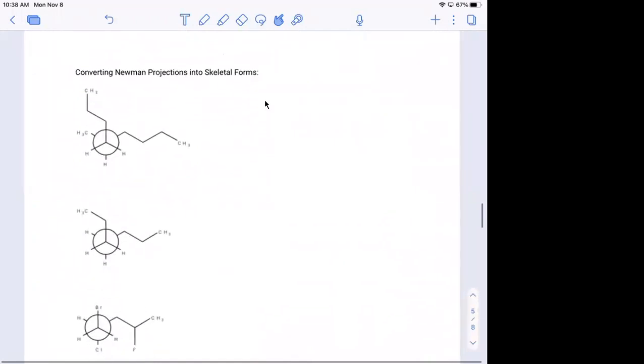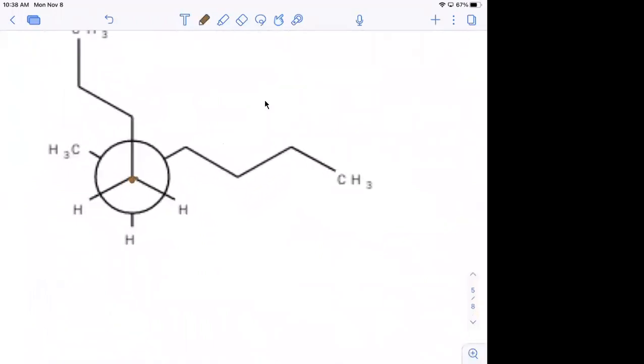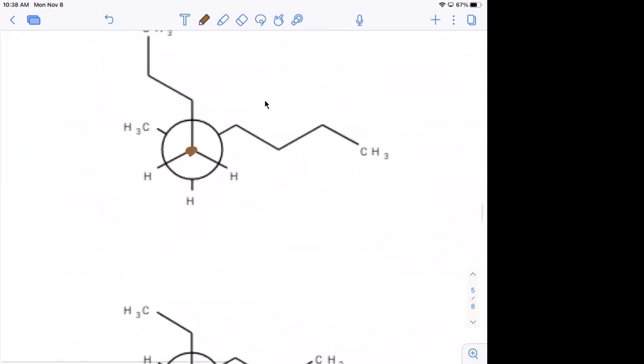So let's look at something like this, right? This is a Newman projection. And the thing is, here's the Newman part right here, right? This is the front carbon. And then the big circle behind it is the back carbon. You following? Yes. So this is not a terminal. It's not at the end of a chain. It's in the middle of a chain, which is fine.